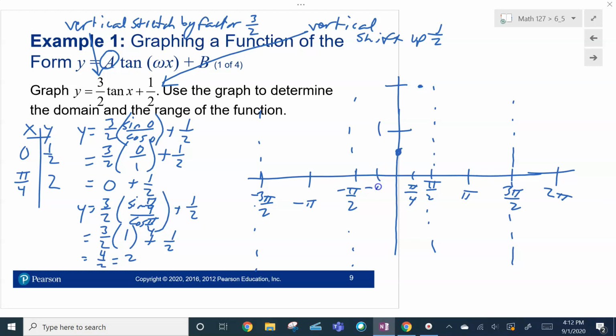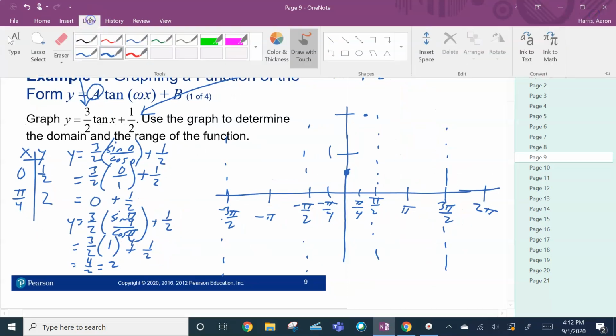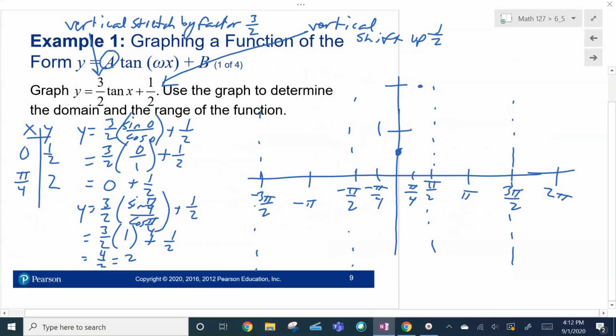And I could throw in negative pi fourths. Plug in negative pi fourths. And then the sine there is negative root 2 over 2. The cosine of negative pi fourths is root 2 over 2, which would give you negative 1. So then you'll have negative 3 halves plus 1 half, which is negative 2 over 2 or negative 1.